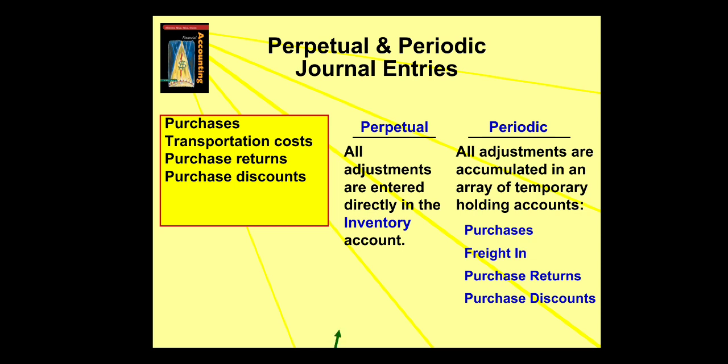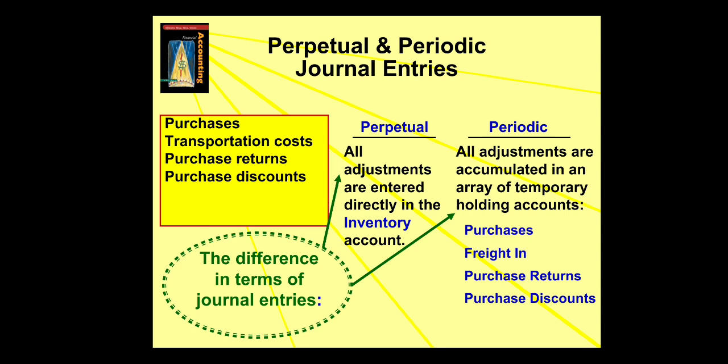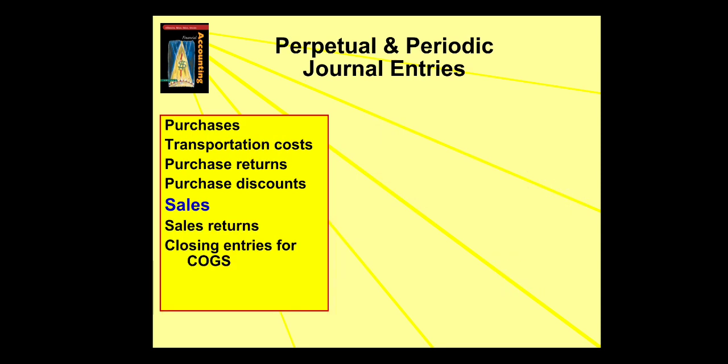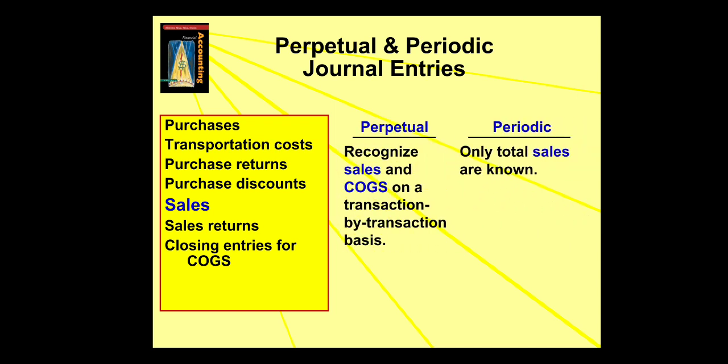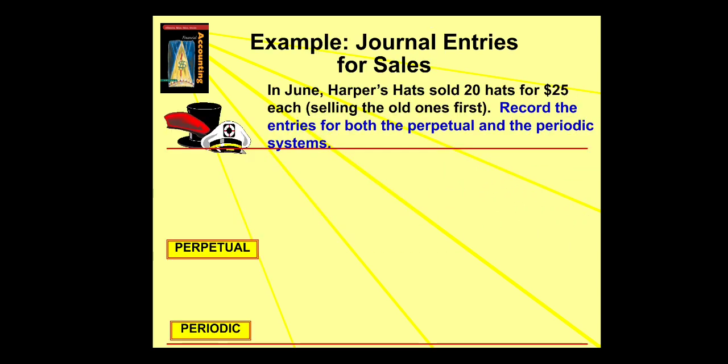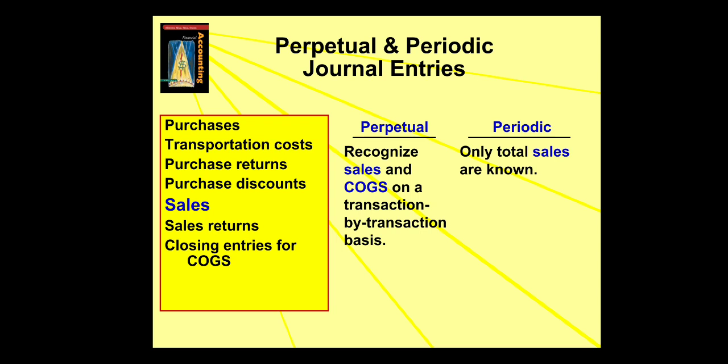So let's see. Now we look at the sales. Sales are related to sales returns and closing entries for cost of goods sold.